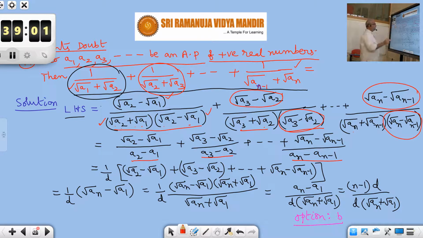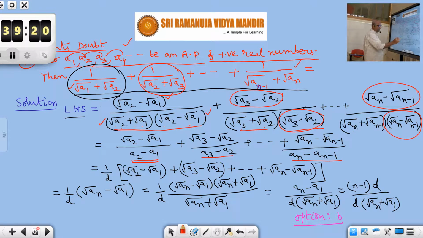But A1, A2, A3 are in AP. See, original question you see. Then what is the common difference? Let D be the common difference. Common difference is A2 minus A1 or A3 minus A2, or if you have A4 here, A4 minus A3. So therefore all these are common differences.